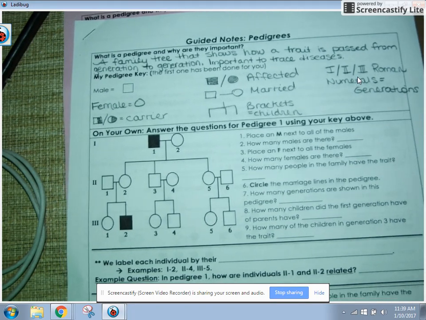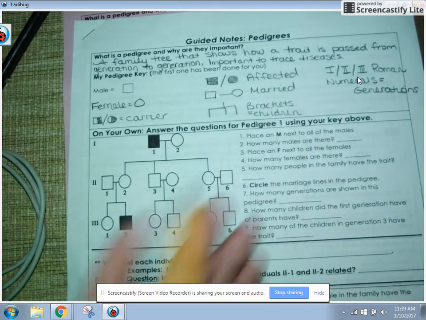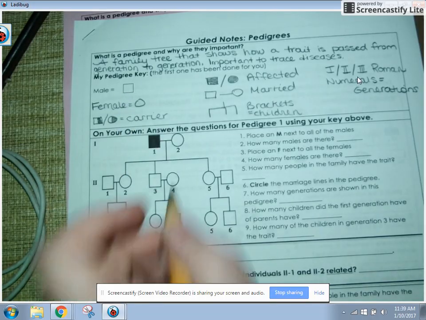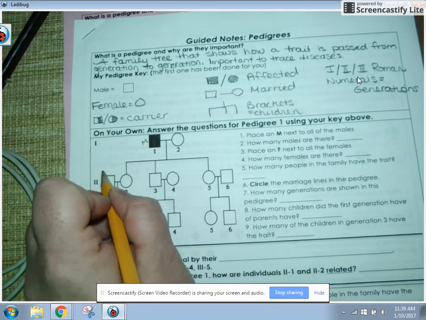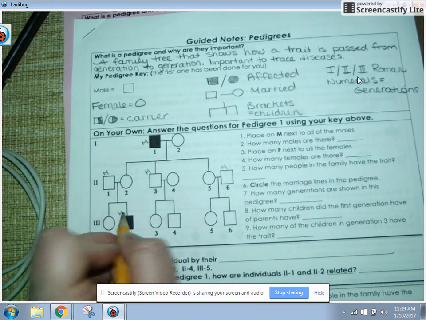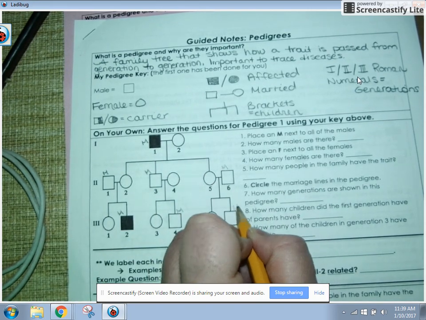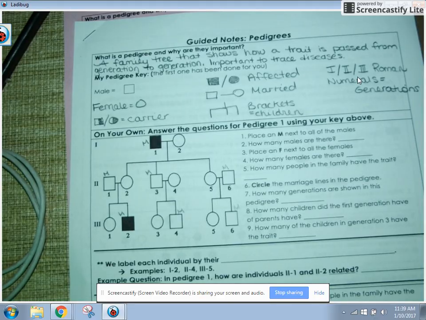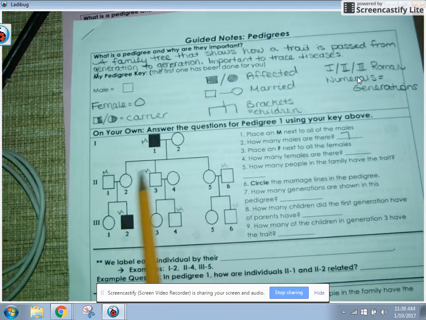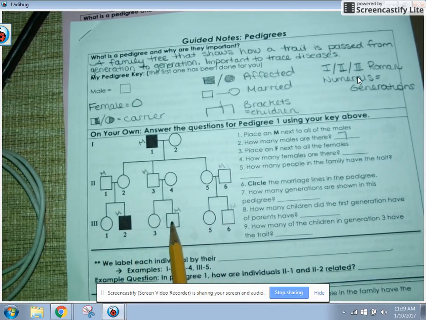So number one says, place an M next to all the males. So I remember from my key that males are the ones that are squares. So here's a male. If I were you, I would do this without looking at what I'm doing and then just see if you have it right. Pause it until you're ready. And then I can see that all in all, there are 7 males. 1, 2, 3, 4, 5, 6, 7.